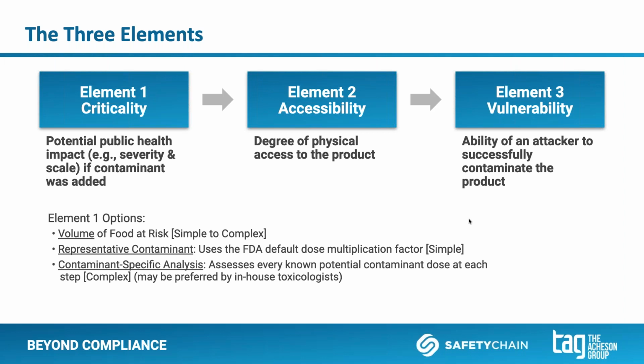The next approach is contaminant specific. Now, this one is very, very complex, and it assesses every known potential contaminant dose at each step, okay? I have worked with some clients who actually are using this approach. They typically have an in-house, on-staff, full-time toxicologist, and this is a very complex way to do it. However, it's very specific, and it is an option. So the FDA gives you 3 ways just to score element 1, the potential public health impact. Next slide, please.